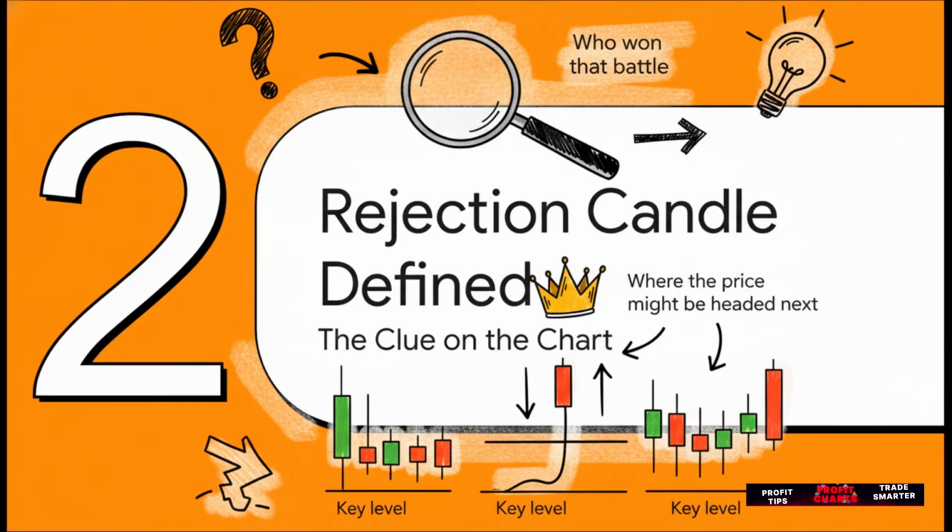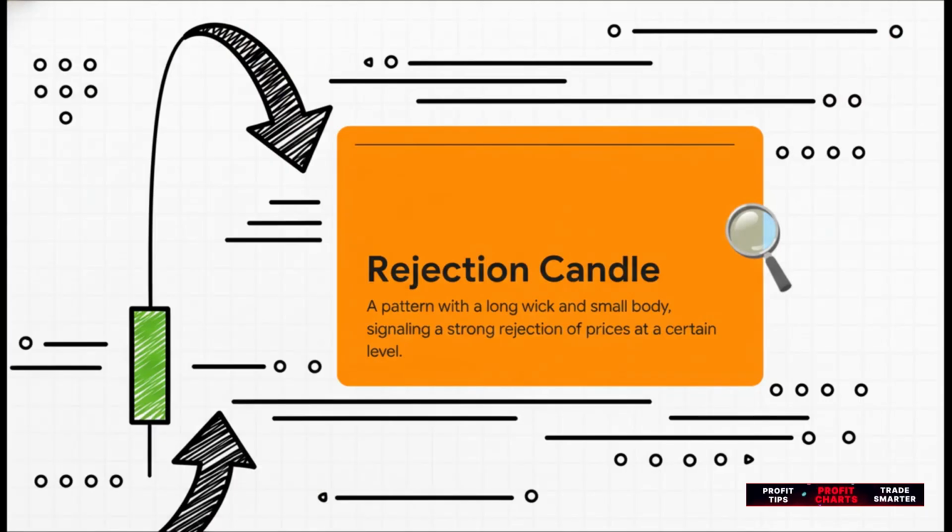And that brings us to the star of the show, the rejection candle itself. This pattern is the ultimate clue. It's what helps us figure out who won that fight at the key level, giving us a pretty high probability guess as to where the price is likely headed. So let's get specific. What exactly are we looking for?